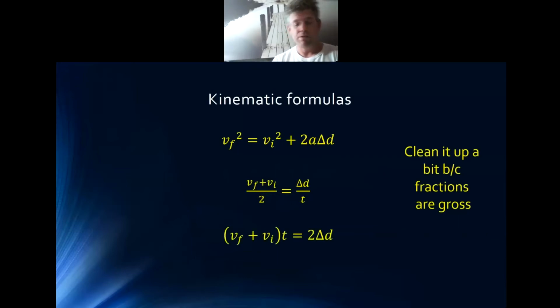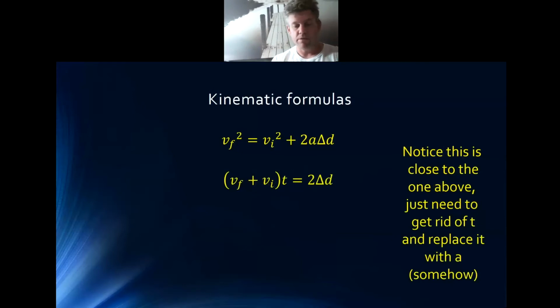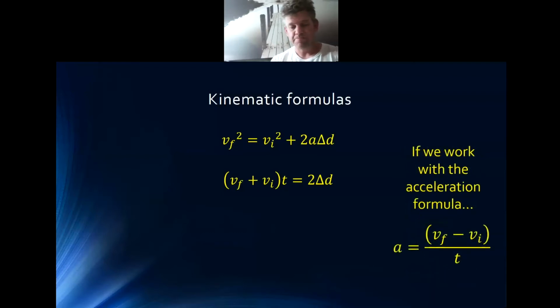At this point, I don't like fractions, so I'm going to clean that up a little bit. Multiply both sides, or cross multiply and divide, sorry. So VF plus VI times T equals 2 delta D. Now that right side looks pretty darn familiar. We just need an acceleration in there somehow, right? So when we see this, it's pretty close. If we can replace T, then we have something for it, meaning that it might look more similar to that. So here's how we do it.